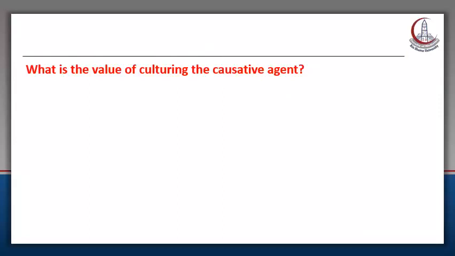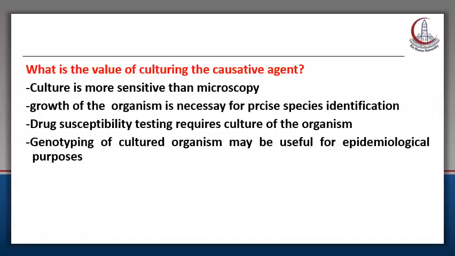What is the value of culturing the causative agent? We should ask ourselves this question. If the staining methods are sensitive enough to detect whether the sputum is positive or negative for pulmonary tuberculosis, why should we do the culturing methods? Of course, because it has many benefits. The first benefit is that culture is more sensitive than microscopy alone. If the microscopy result is negative, the culture result may be positive.